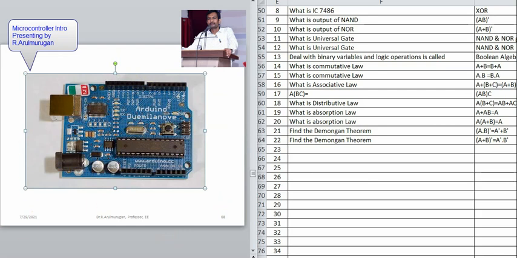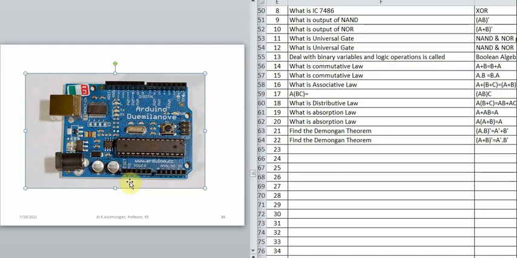So what is there inside? Inside is a microcontroller. This is the microcontroller IC, an ATmega 28. The total board is called a microcontroller kit. Not only the IC, but along with the IC, all these supporting devices make the total kit ready. So this is the introduction about your microcontroller.